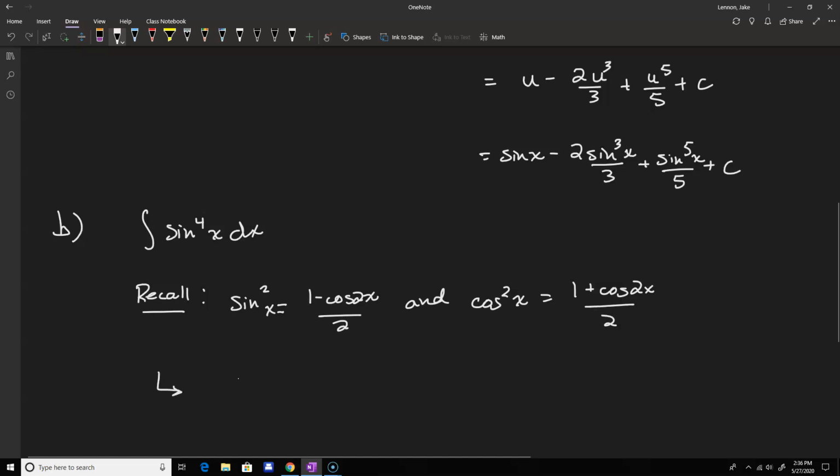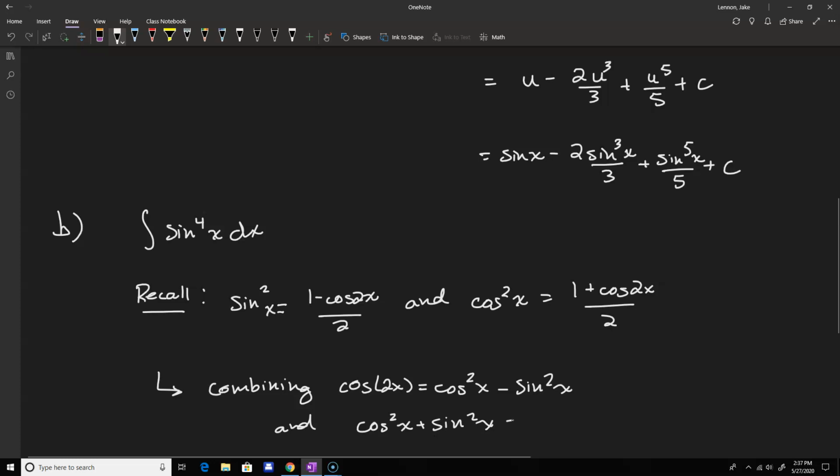I'll just mention that combining cosine of 2x equals cosine squared x minus sine squared x, and cosine squared x plus sine squared x equals 1, is where those identities come from. Notice you can just solve for cosine squared x and plug it into the first equation. So that's basically where the half-angle identities are coming from.